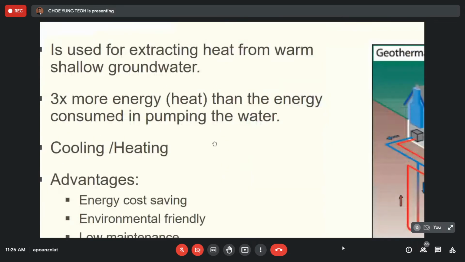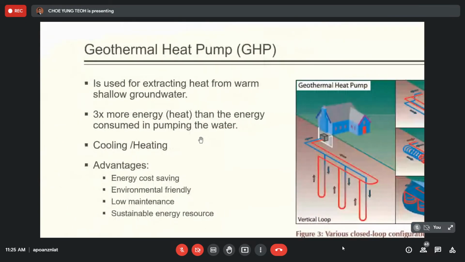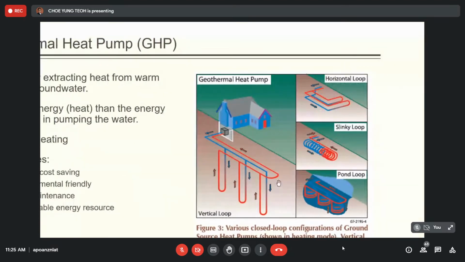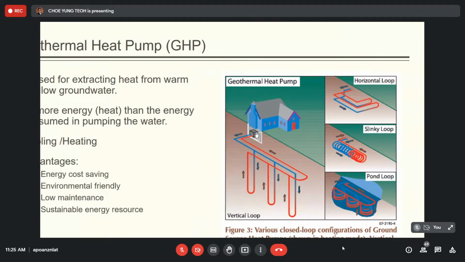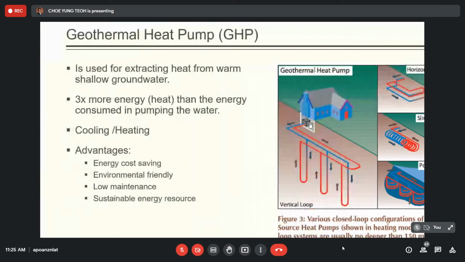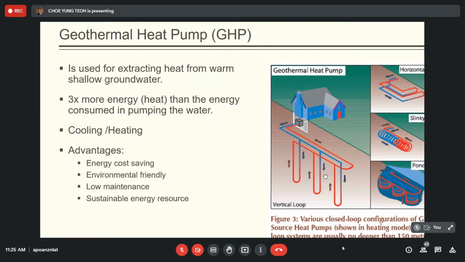According to research, this kind of system gives 3 times more energy than the energy consumed in pumping the water. Of course, you will say you pump the water, you need energy. But the energy you use is just 3 times less than the energy you need to heat up the water. So this system is still worth operating, especially for a country with winter. You can always use this kind of system.